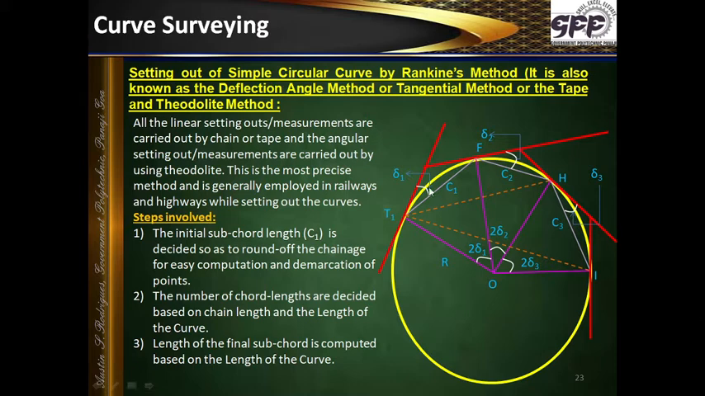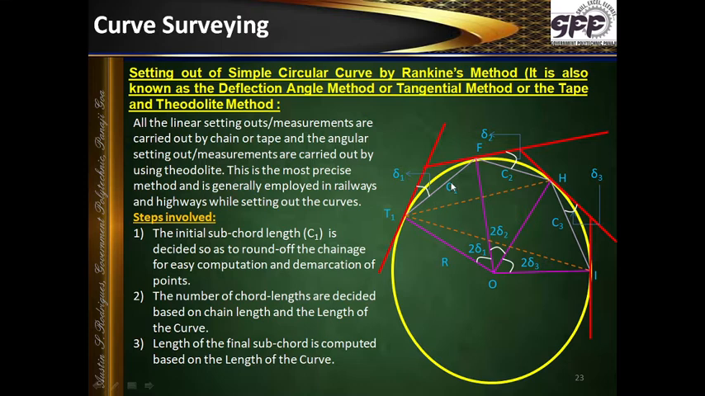If we look at this circular curve, that's my first tangent. With respect to the first tangent, we define the first chord over here. The first chord I will be calling the initial subchord, and then I will have the other chords which will be equal to my chain length. So the first chord will be slightly smaller than the chain length, so that's my initial subchord.